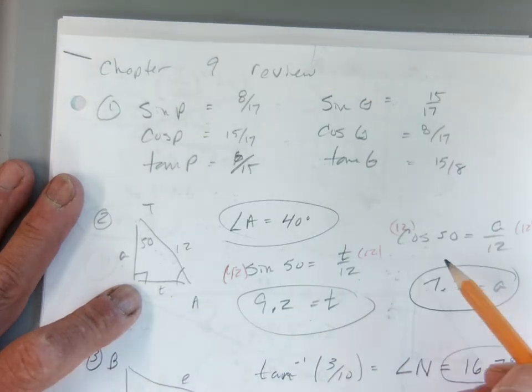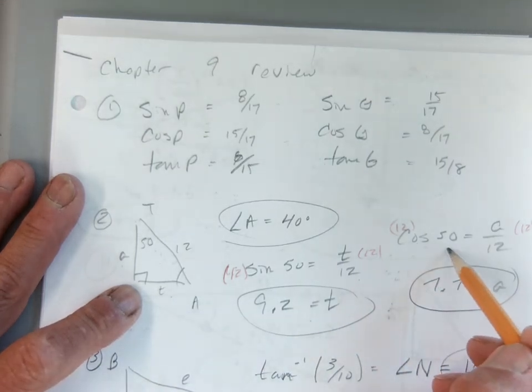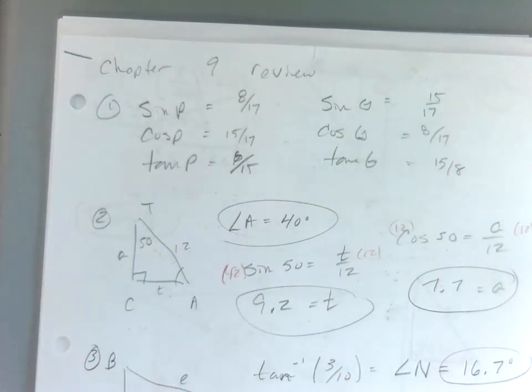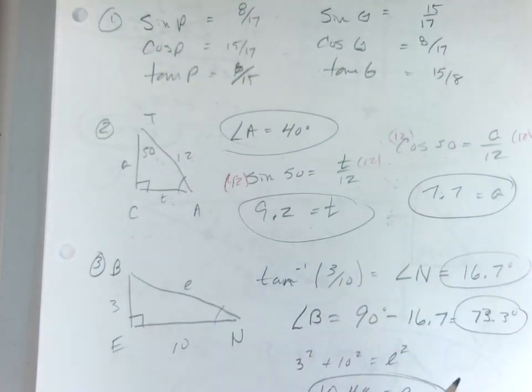Side A is that side. I needed to find cosine, because I wanted adjacent over hypotenuse, A over 12, multiply both sides by 12, and I used my calculator and got about 7.7. All right, and number 3, I need to find an angle, so I found angle N first, opposite over adjacent is tangent, but I need the angle, so I found the tangent inverse of the opposite over the adjacent. Use my calculator, I got about 16.7 degrees.